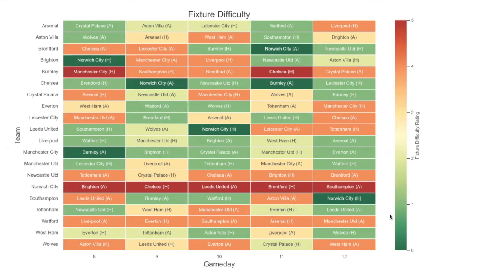Again, this gives the user a good chance to understand, okay, if he's selecting a player who's from Burnley and playing against Manchester City, he might understand that he might not do that well compared to if they were playing Southampton.